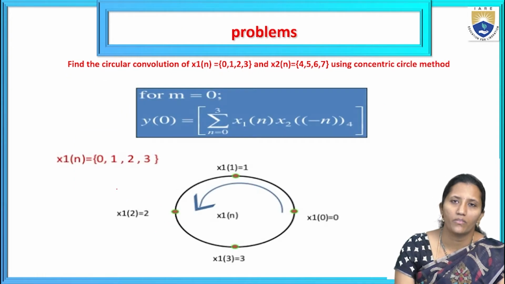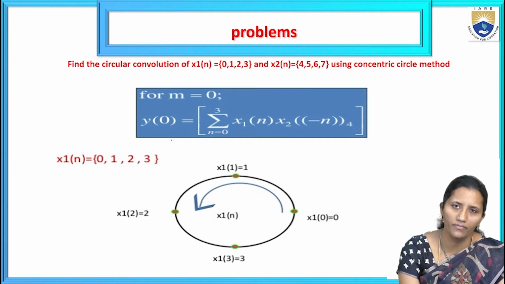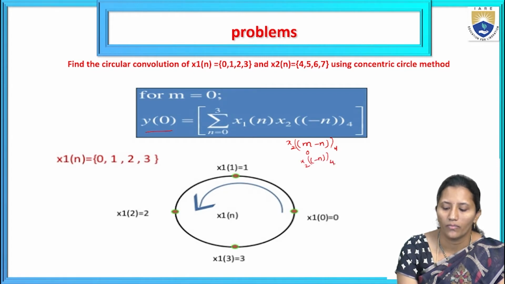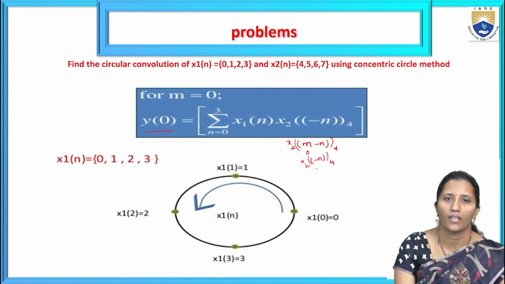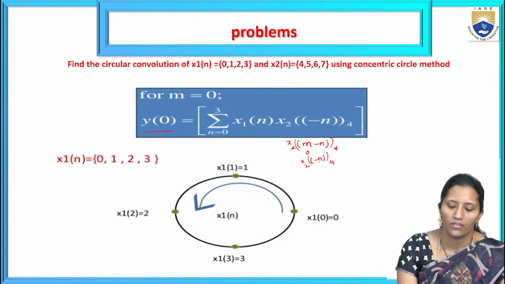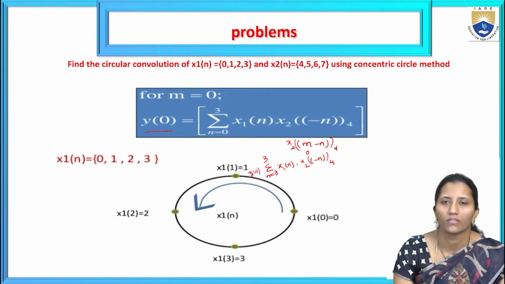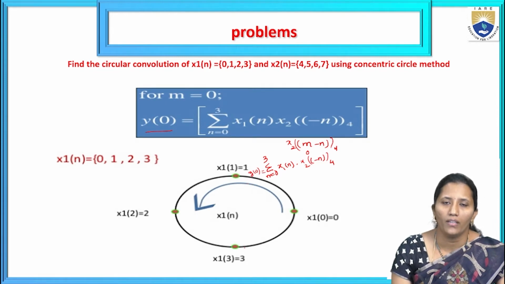If we substitute m equals 0 in the formula, we get y of 0 equals sigma n equals 0 to 3, x1 of n, x2 of (m minus n) modulo 4. Since m is 0, we get x2 of (minus n) modulo 4. N is 4, the number of samples, so that's why we get modulo 4. Here we multiply the sequence x1 of n with x2 of minus n and the products are added. Then you get y of 0. This is the formula to get y of 0.